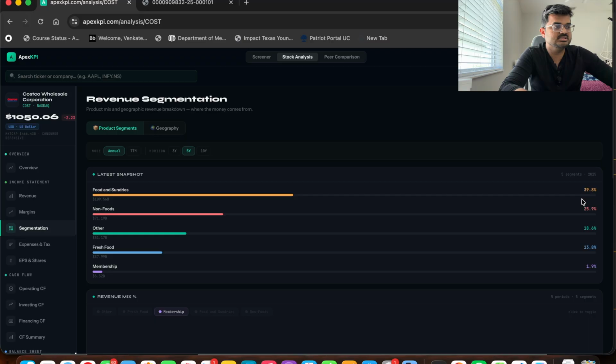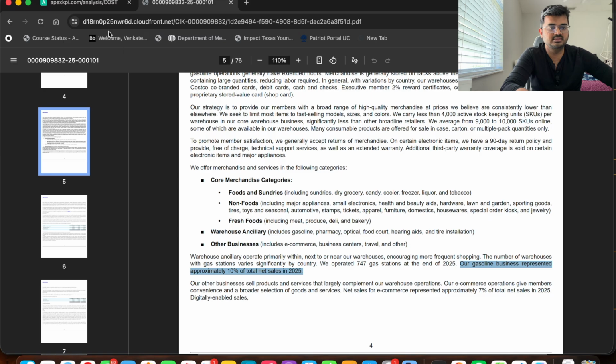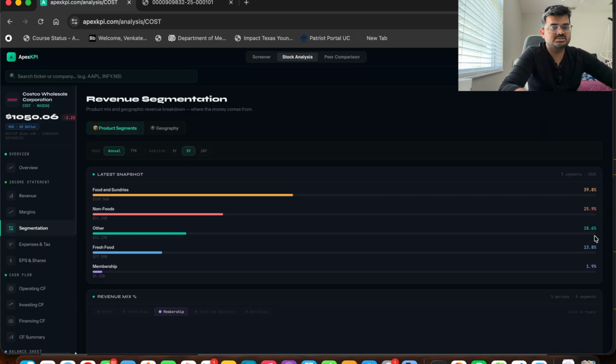Foods and sundries is generating 40% of their total revenue. Then they have non-food items, which is at 25.9%. Then the other section, which includes ancillary and the other business, as we have seen in the previous snapshot, constitutes around 18.6% of the total revenue. Then the fourth section is fresh food, which contributed 13.8% of the total revenue. And finally, the membership. This is the prime differentiator between Costco and other retailers, which is generating 1.9% of the total revenue.